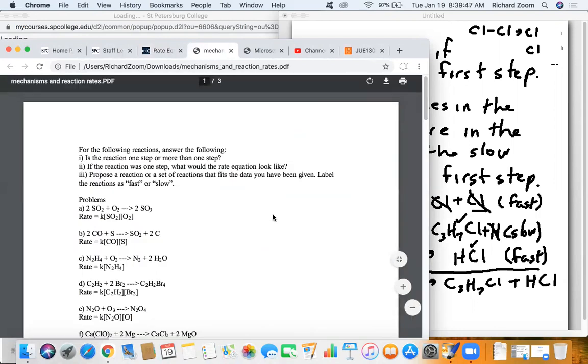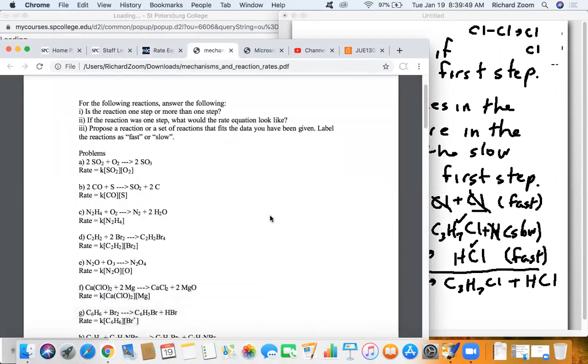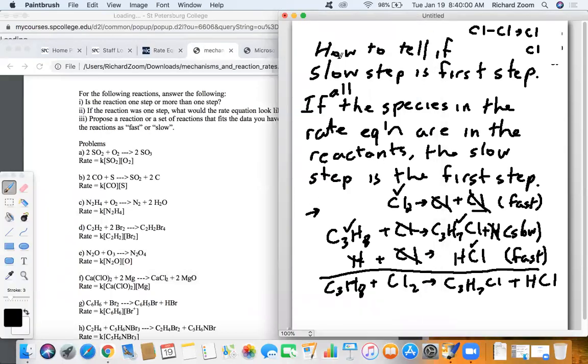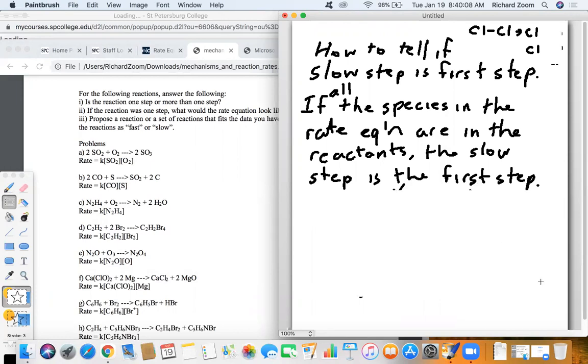Now, what I wanted to do here was focus mainly on being able to tell whether the slow step is the first step or not. All right, so let's look at the guideline I've got written down here. Okay, so how to tell if the slow step is the first step. So I want you to look at example A here.